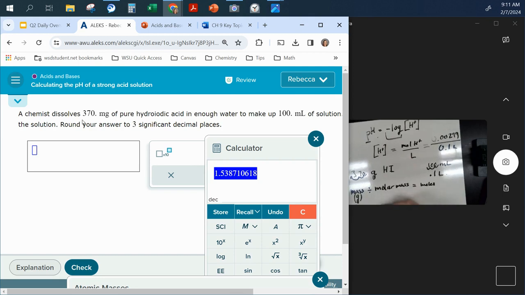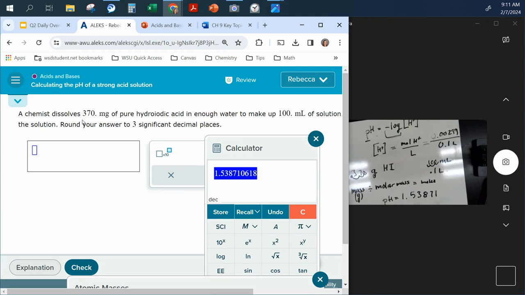So the pH here is 1.53871. All of my values, I have 370, that's 3 sig figs, 100 decimal, that's 3 sig figs. I get 3 decimal places. Okay, that's new. So I need to round up. This would be 1.539, 3 decimal places.